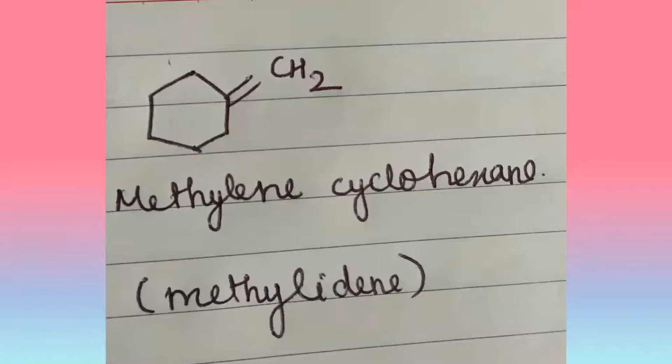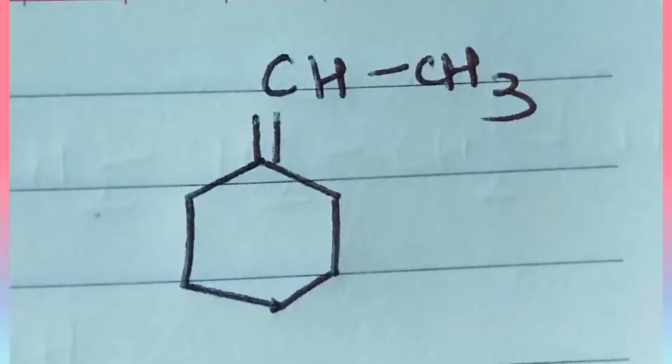That's nothing but methylidene. Now coming to our next one. In the previous example, we had a methyl group attached to it, but now we have an ethyl group attached to it with a double bond.